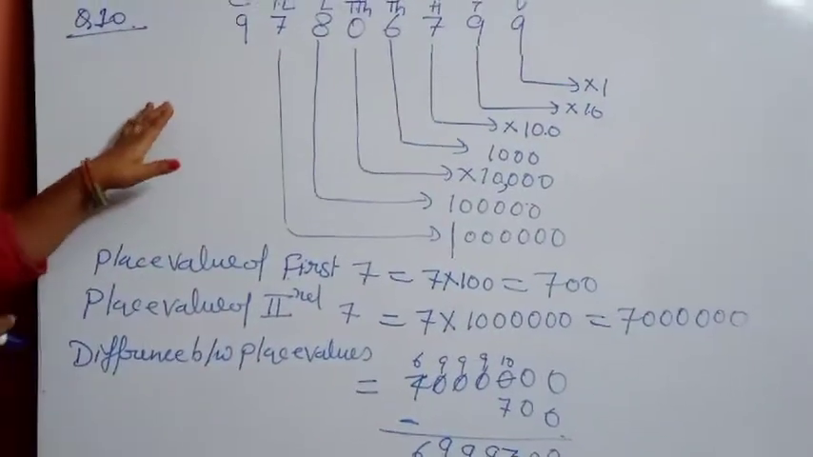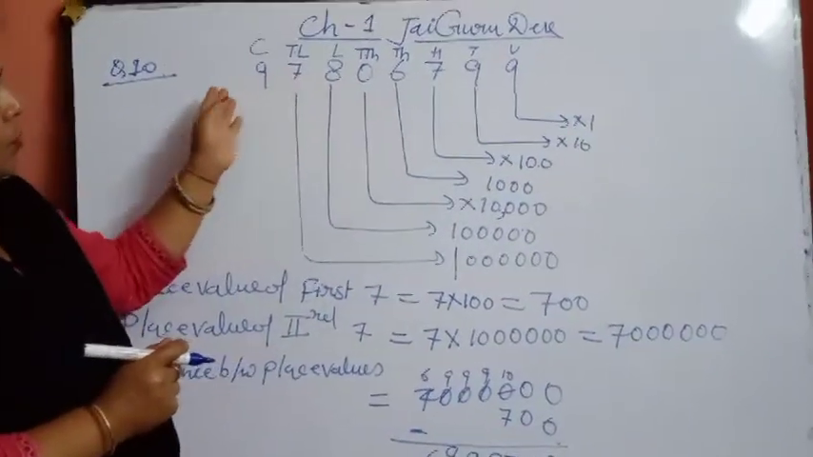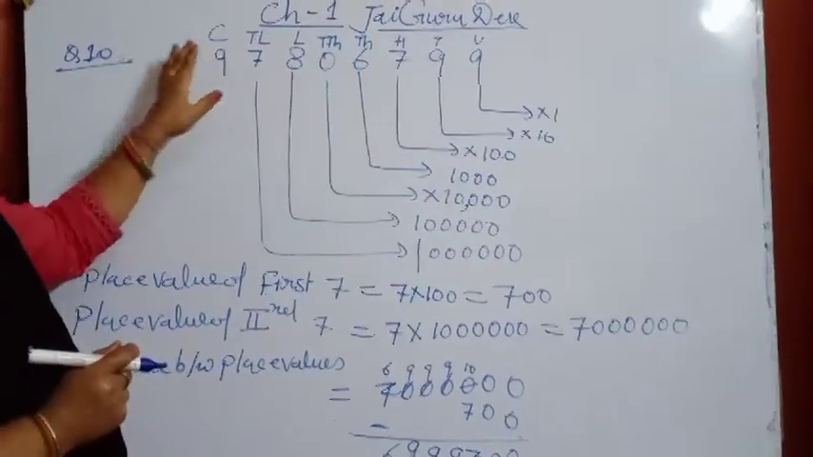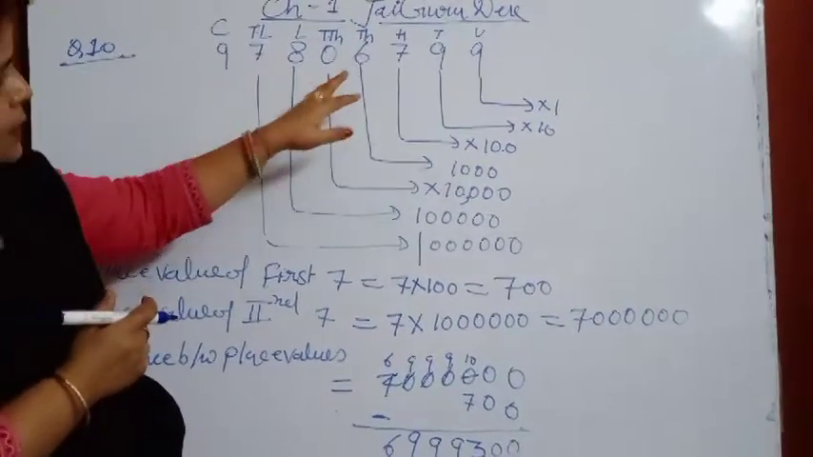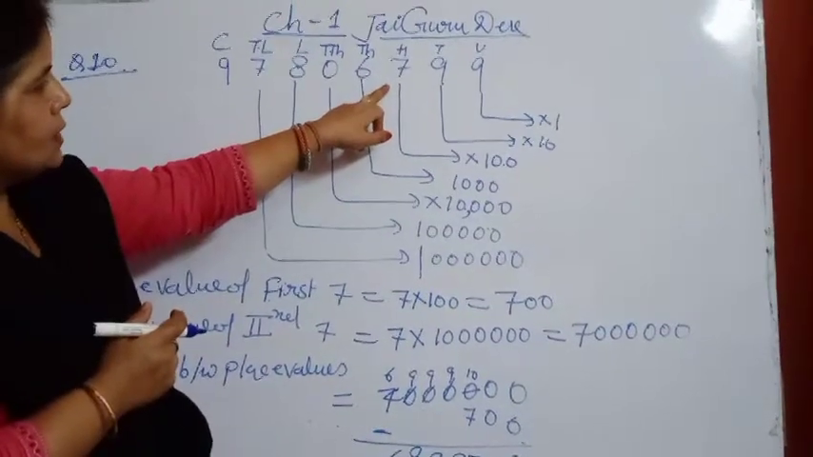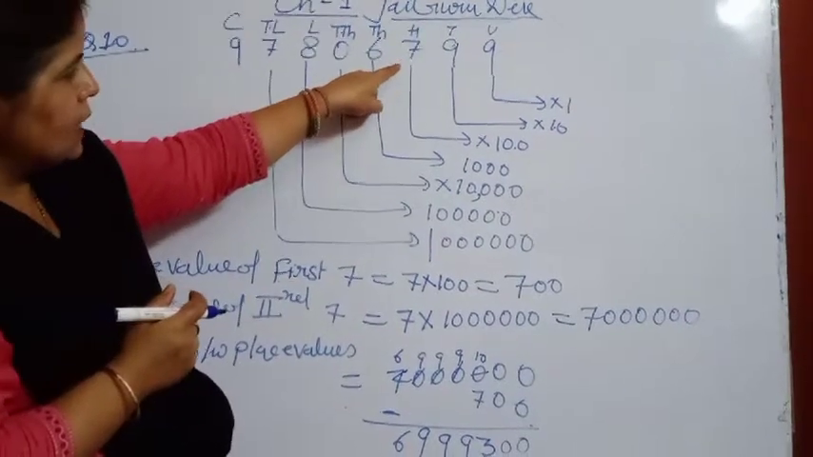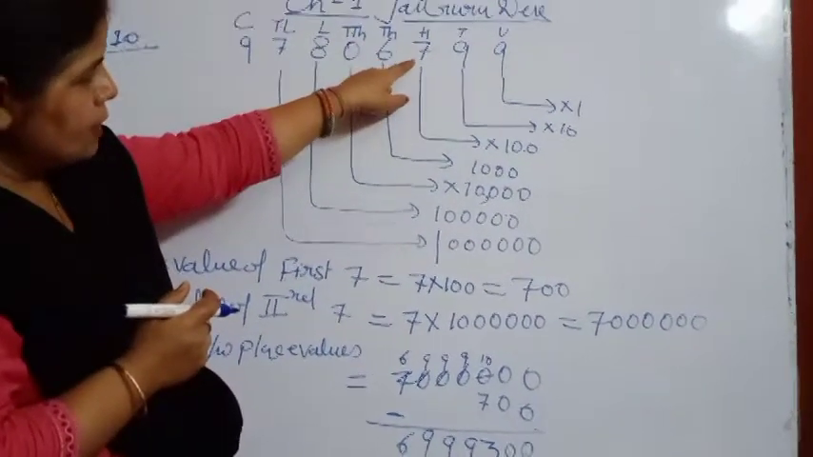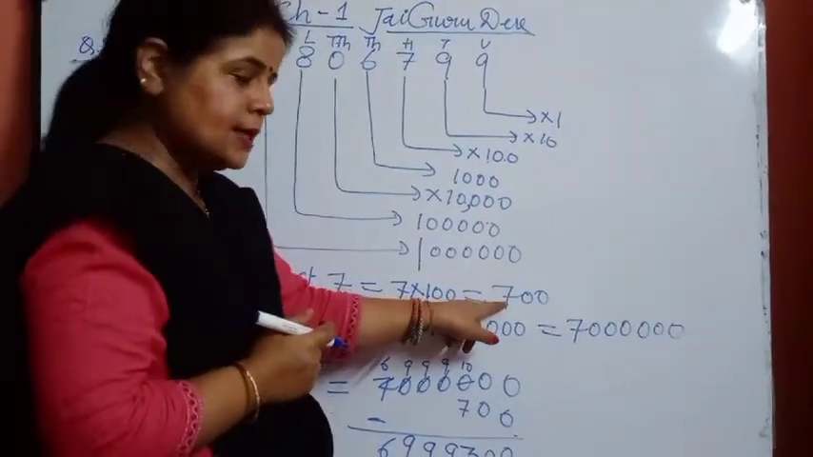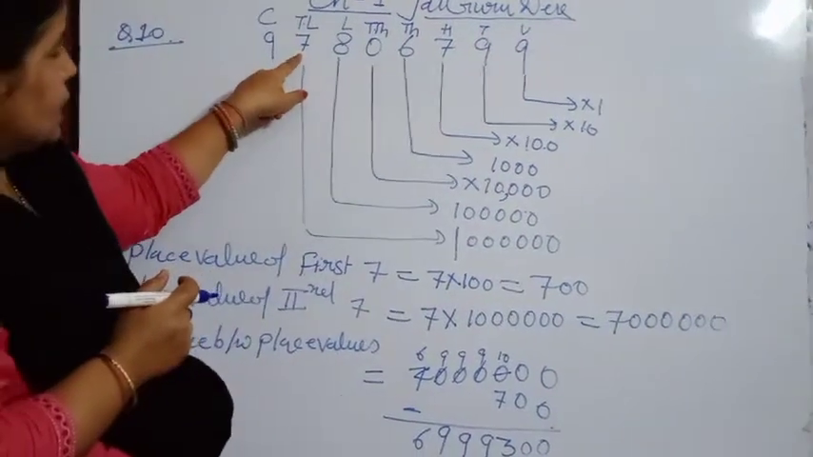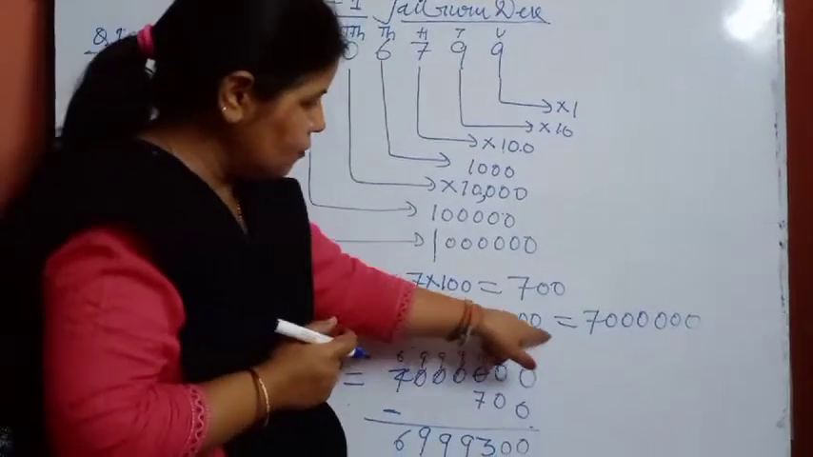Have you understood what we have done? First, we have written the number. Then, according to the Indian place value system, we have given the values to the numbers. Then we have to find the place value of 7. So we have seen that the first 7 will be multiplied by 100, so its value will be 7 into 100, that is 700. The second 7 is in the 10 lakhs place, so it will be multiplied by 10 lakh, 7 into 10 lakh, whatever will come.